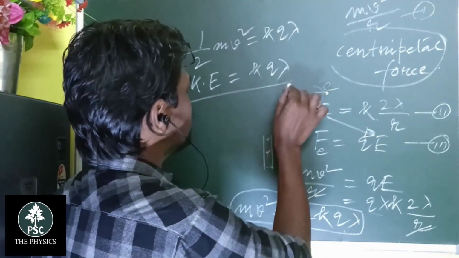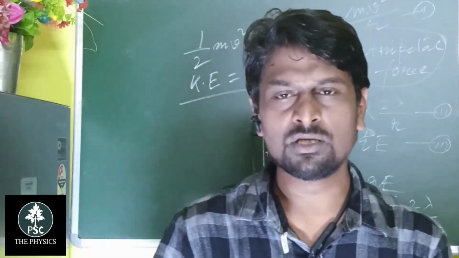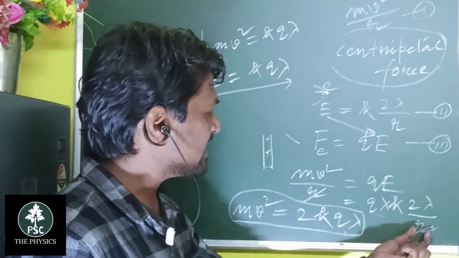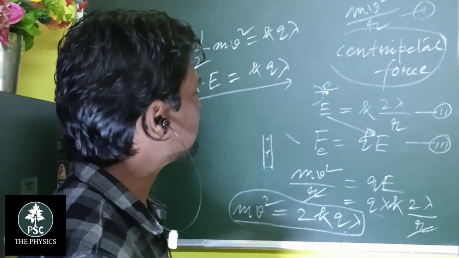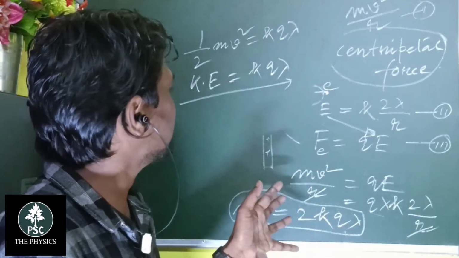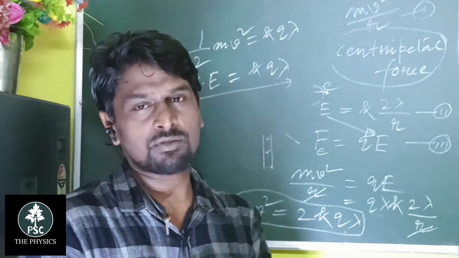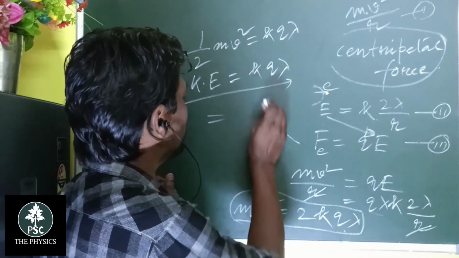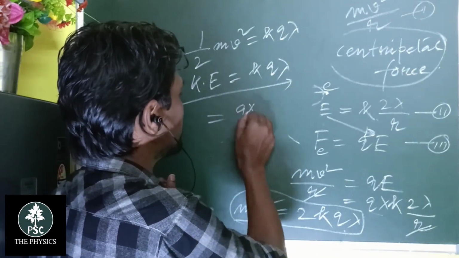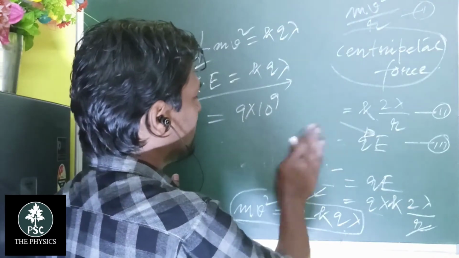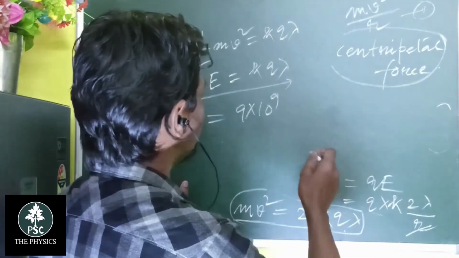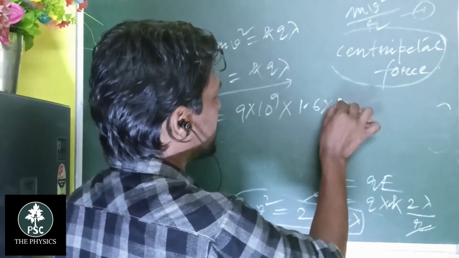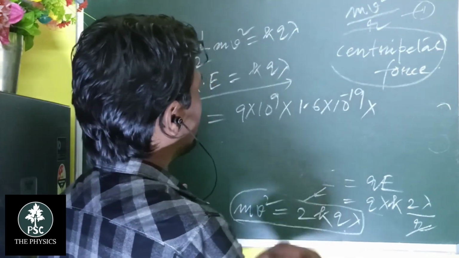From this equation, students, we can see that kinetic energy is independent of the radius. This radius and radius cancel. So there is no dependence of kinetic energy on the radius. So kinetic energy remains the same, and you can easily calculate this one. So kappa equal to 9 into 10 to the power 9. This is the proportionality constant of Coulomb's law, and this is Q. Q means it is the electron, so 1.6 into 10 to the power minus 19, and this is lambda.